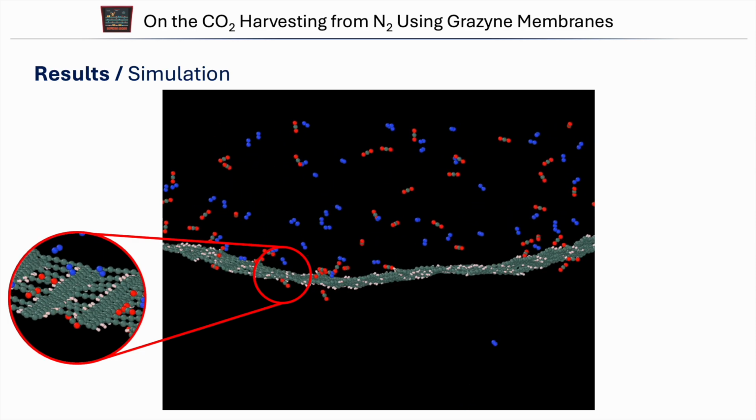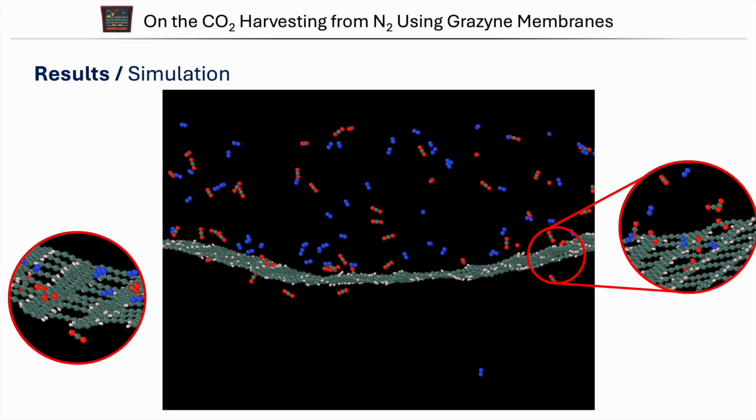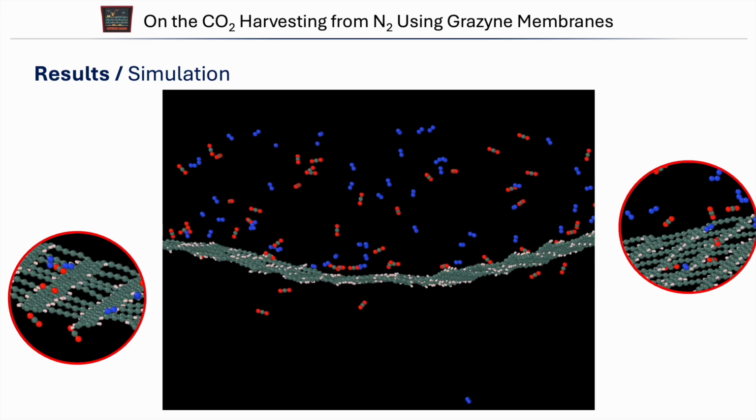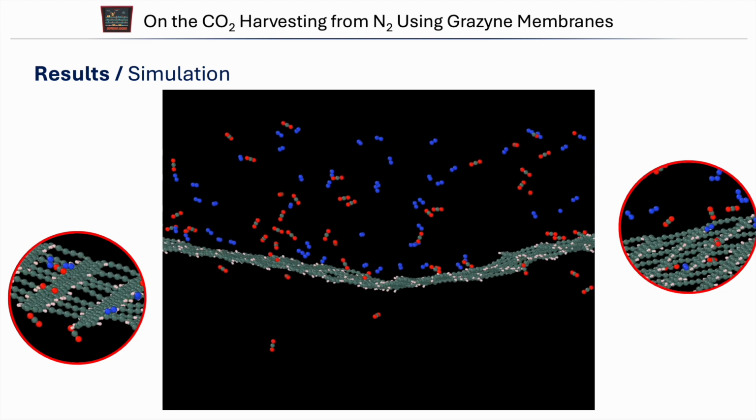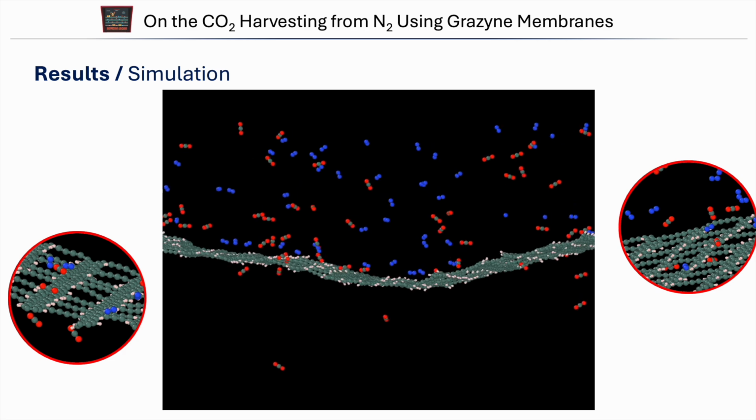Carbon dioxide molecules successfully crossing the grazyne A membrane. These dynamic simulations give us a visual confirmation of what the calculations were already suggesting. Selective carbon dioxide separation with grazynes is not only theoretically possible, it can be realistically modeled and potentially applied.